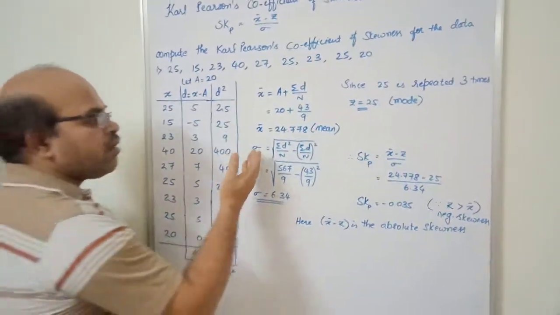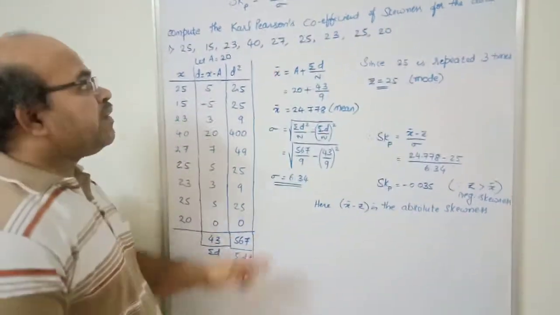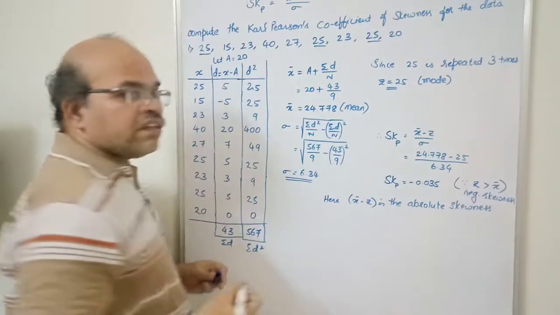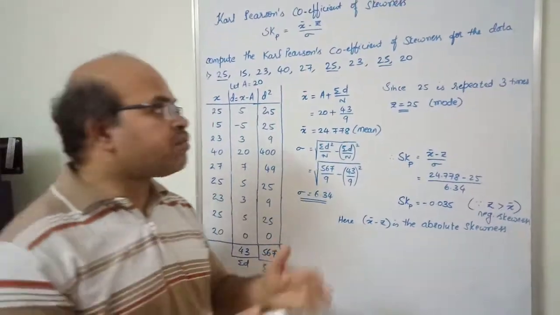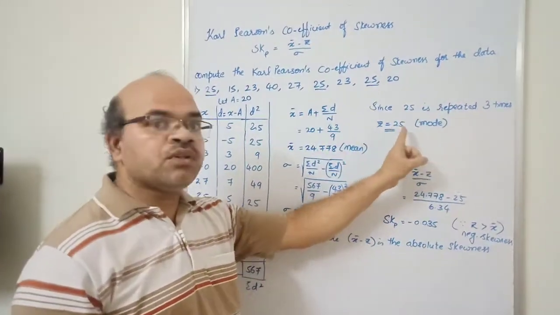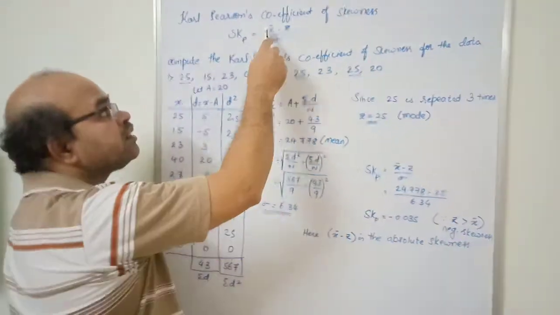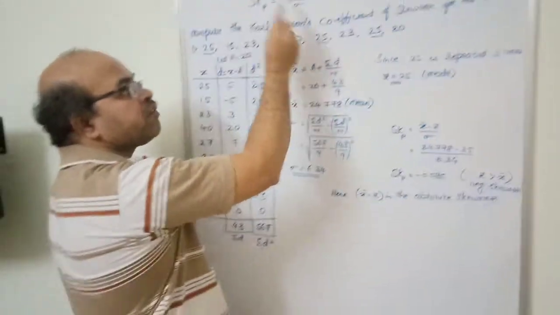By using this I have found out the mode also. 25 is repeated 3 times: 1, 2, 3. Whichever data repeats the maximum number of times will be the mode. Therefore z is equal to 25, that is the mode. I have calculated x bar and z. This is over and this is over. The only thing I need to find is sigma.